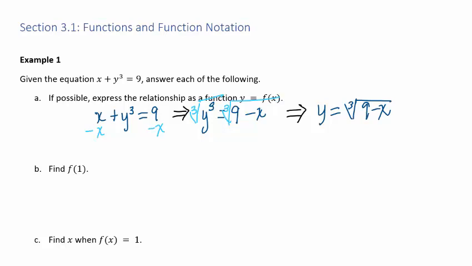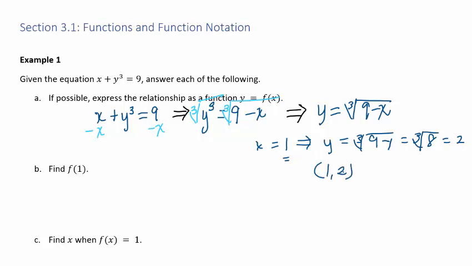Next, we have to decide whether this is truly a function. So for every x, is there just one y associated with it? So let's do a test. Let's say x is equal to 1. Well, if x is equal to 1, then y is equal to the cube root of 9 minus 1, which is the cube root of 8, or just 2. So an x value of 1 is paired with only one y value, which is 2, or the ordered pair 1, 2 is on the graph of this relation.